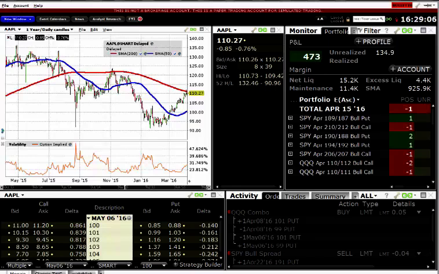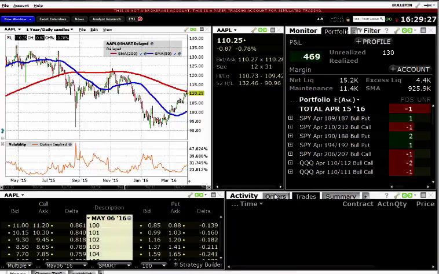So we're going to show you now how to place a short put trade, and we're going to use Apple as an example. So we're in the Mosaic version of Trader Workstation. You can see our charts on the top left. Our quote of Apple, you can see it's currently trading at 110.27. On the right hand side is our portfolio. The bottom left is our option quotes, and on the bottom right is our orders and trade summary.